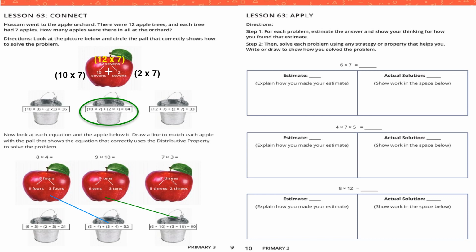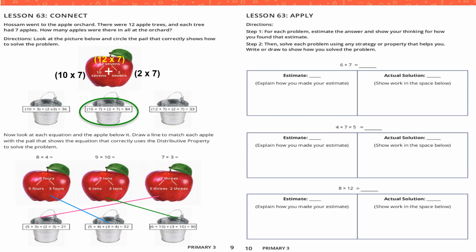The last one, we have 7 times 3. It means 7 threes. He distributed 7 threes into 5 threes and 2 threes. So, which equation gives me 5 times 3 plus 2 times 3? Yes, this one.